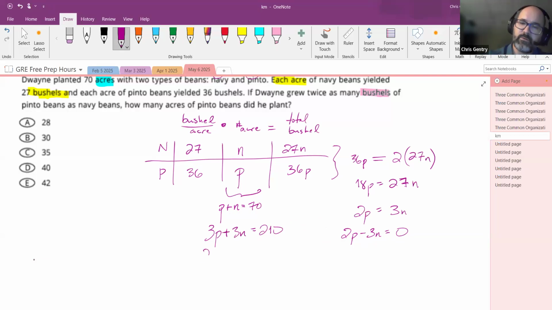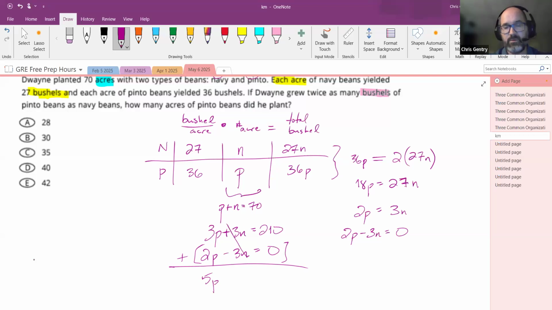Now I can stack my 2 equations. And now you might see why I chose to put a 3 in front of the n. All I have to do now is add these whole equations up together. And 3p plus 2p is going to give me 5p. 3n plus a negative 3n is going to cancel out entirely, and I'll get 210 there. And now I have this equation. I divide both sides by 5. 210 divided by 5 is going to be 42.